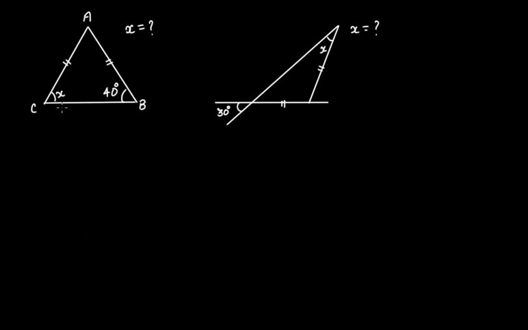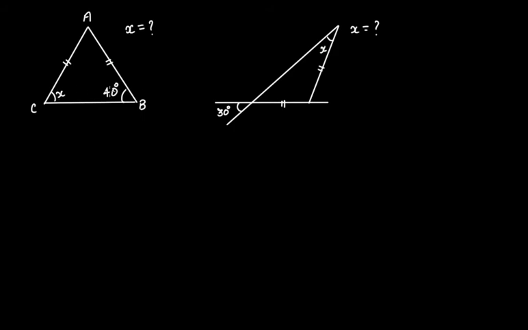In this case you have to find the value of x, and here you can see that two such signs or symbols have been given, and it implies that these two sides are equal, that is AC is equal to AB. If AC is equal to AB, it means that these two are the base angles.